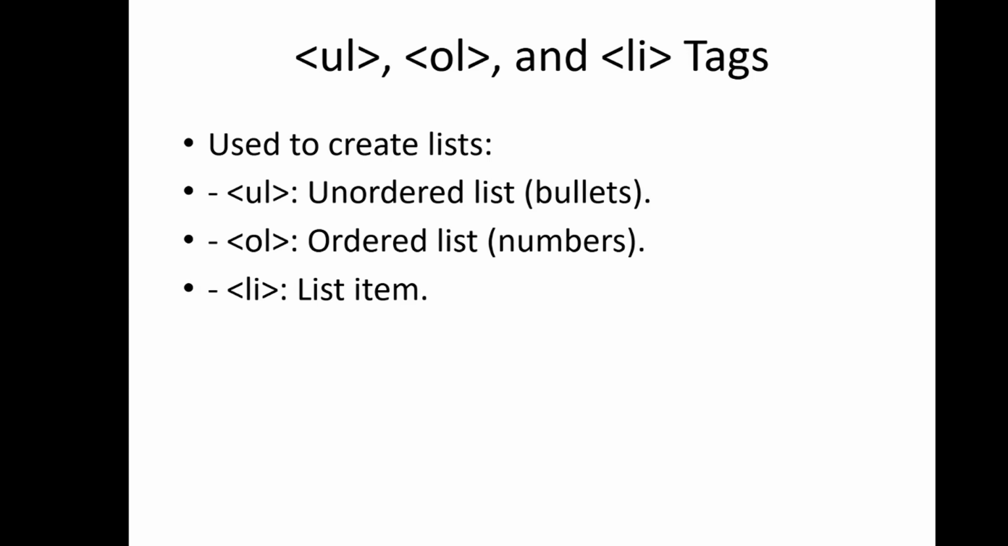Then for ordered lists, they use numbers, can be Roman numerals or just numeric numbers, 1, 2, 3, 4. And then there is also a tag called LI, which is list items. So this, we shall get to explore today.